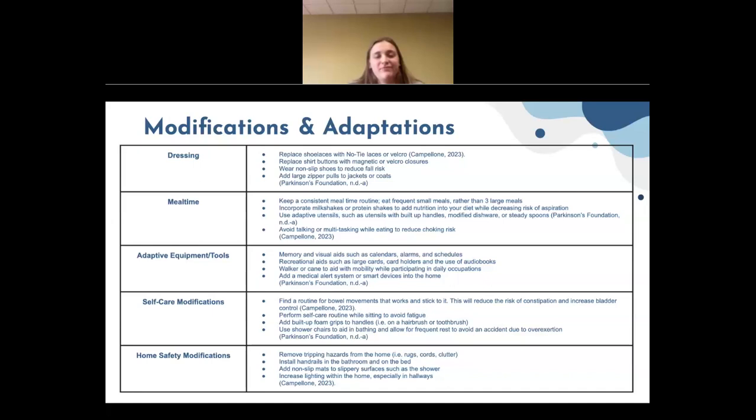And then last thing we have is home safety modifications. So for this, you just want to be modifying your home to be as safe as possible. So removing tripping hazards from the home, including rugs, cords, and then clutter. Installing handrails in the bathroom and on the bed to aid in mobility in those areas. Adding non-slip mats to slippery surfaces such as hardwood floors or within the shower or bathroom, and then increasing lighting within the home, especially in the hallway areas. You can get lighting that's motion sensored, so at night you're not fumbling for a light switch, you just have those automatic lights so that you're reducing the risk of falls in that time.